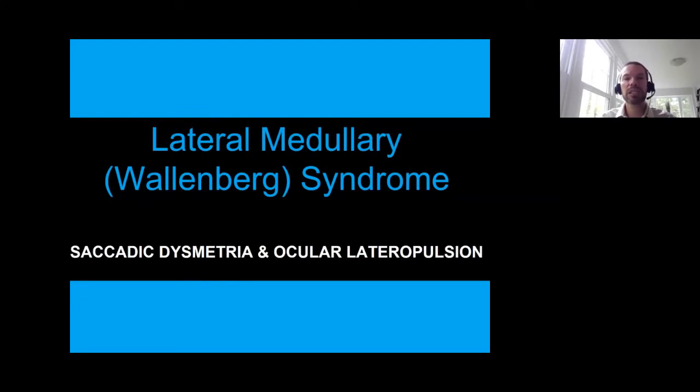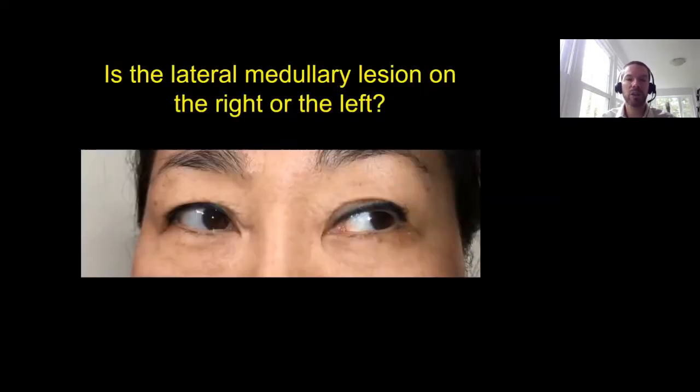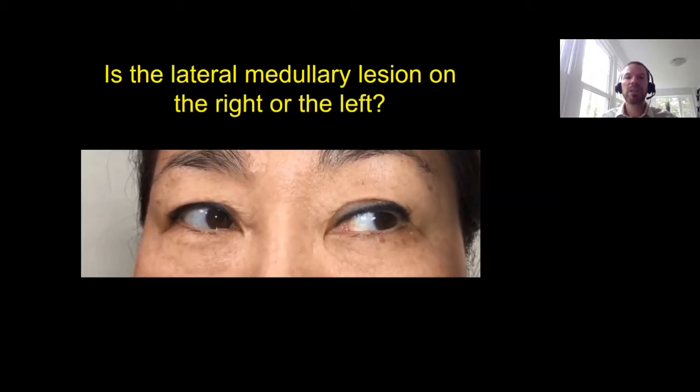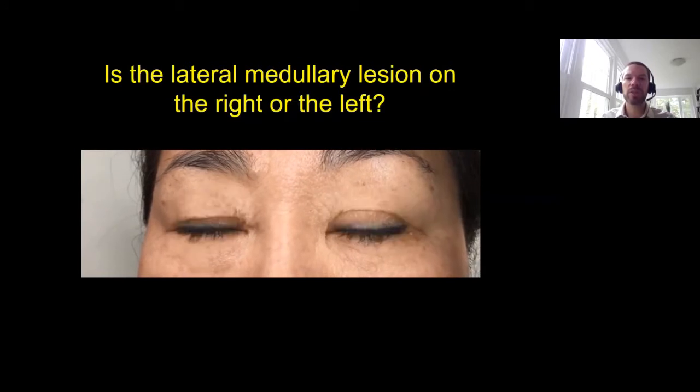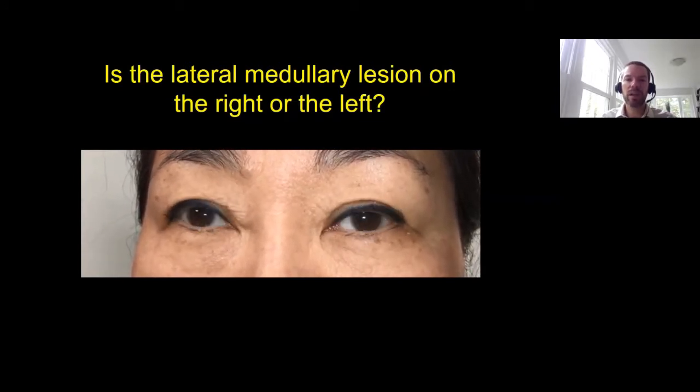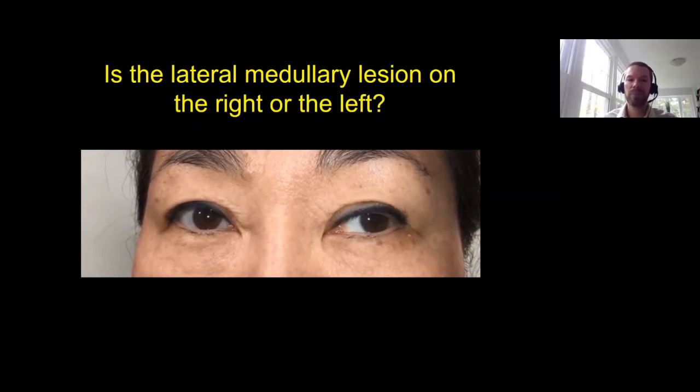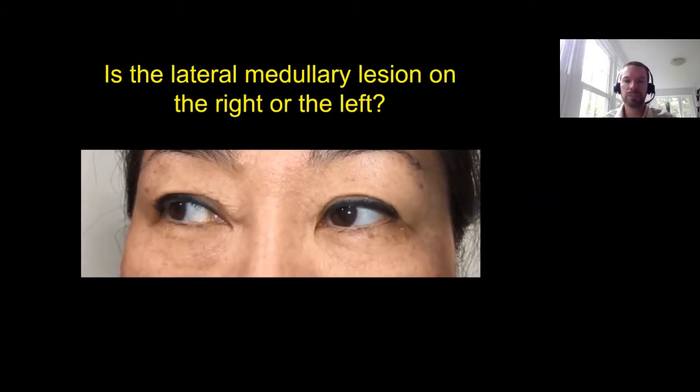So first we'll talk about saccadic dysmetria and ocular lateral repulsion, what they are, what they look like. So first of all, tell me this patient has a lateral medullary stroke. Is it on the right or on the left? Can you tell simply by looking at the saccades? Yes, you can.